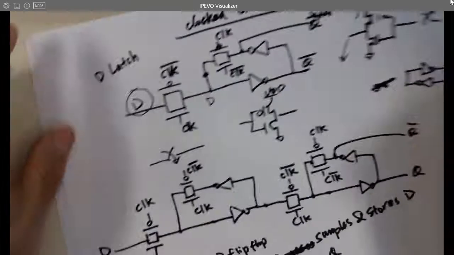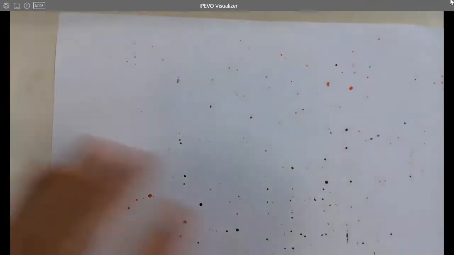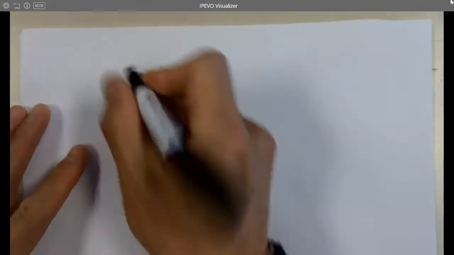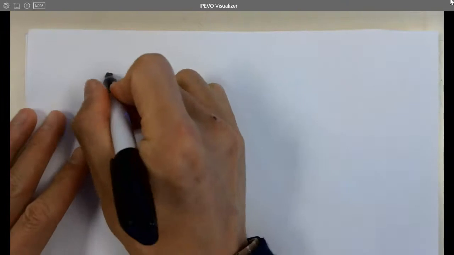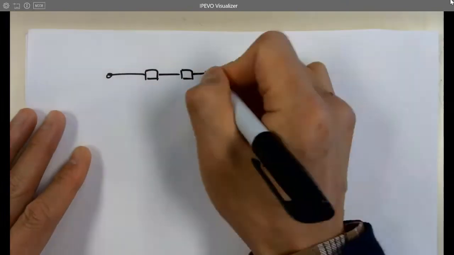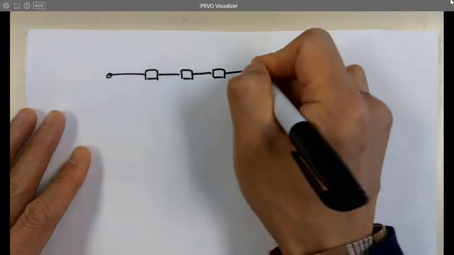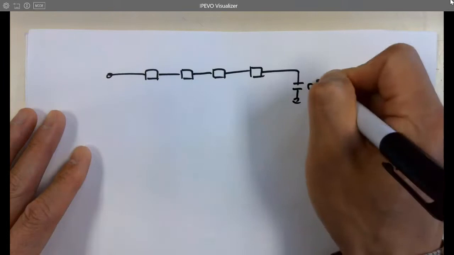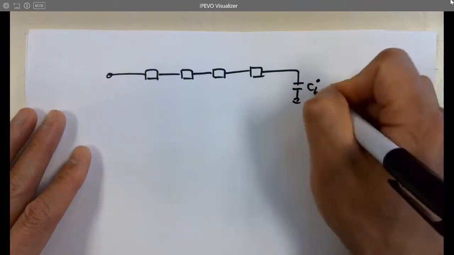Okay, so you will be able to work on something similar to that later. So there are two models for the time delay models for the transmission gates. If I have 1, 2, 3, 4, and that's a C load, CL.